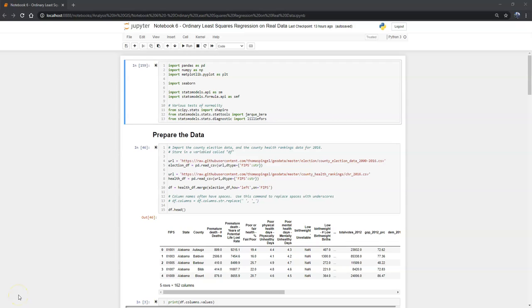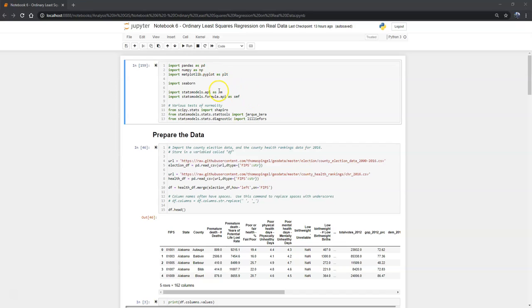We are going to talk about a notebook in which we're going to use real data, in this case county health rankings and county election data. Both of these date from 2016. And we're going to go through this notebook and try to build a model that, as best as we can, predicts the outcome of the 2016 election results by county. So let's take a look at the notebook and see where we start.